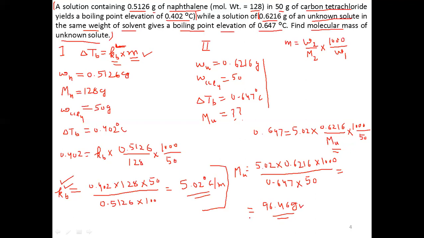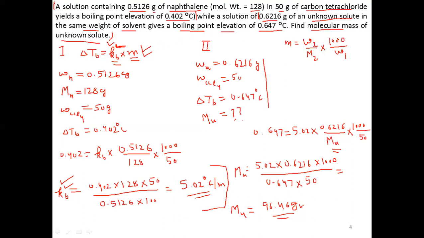Now it was quite an easy numerical. We just have to apply this formula twice. From the first part, we calculated the value of Kb because Kb was not given. The molal elevation constant was not given.